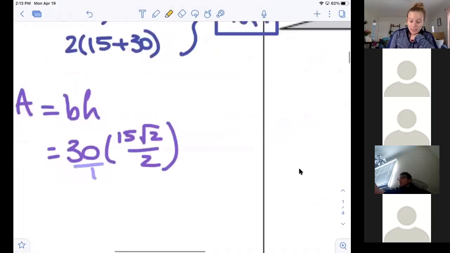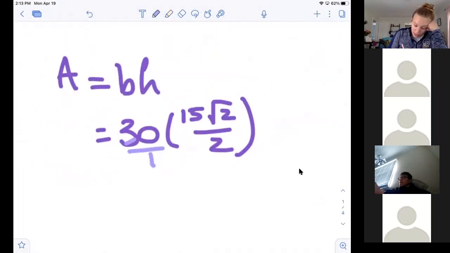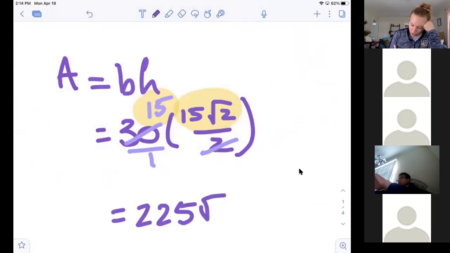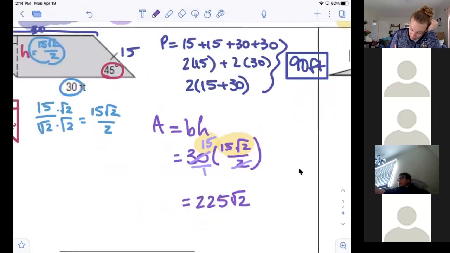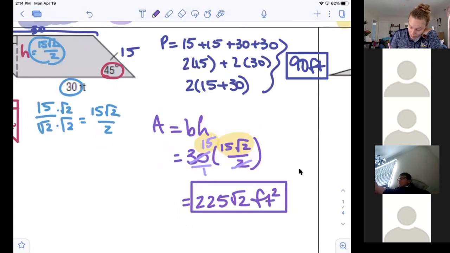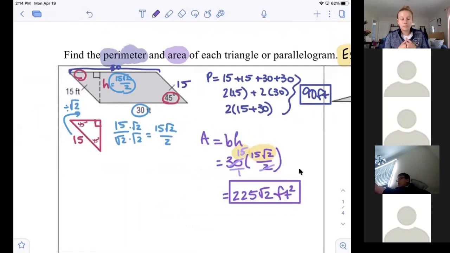this one's actually going to work out nicely to not even be a decimal because I see 30 and 2 have something in common. They both have a factor of 2, so it becomes 15, and I get to multiply the tops. 15 times 15 root 2, that's going to be 225 root 2. I don't want that as a decimal. I want that as 225 root 2, and my units here is feet. Area is always squared, so we're going to do feet squared. Okay, any questions on that one? We had to do some special right triangles, but then we solve pretty easily.